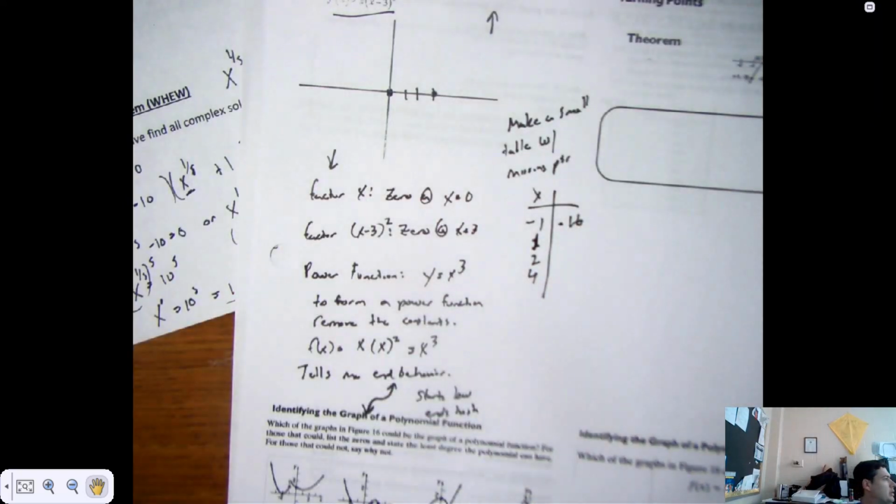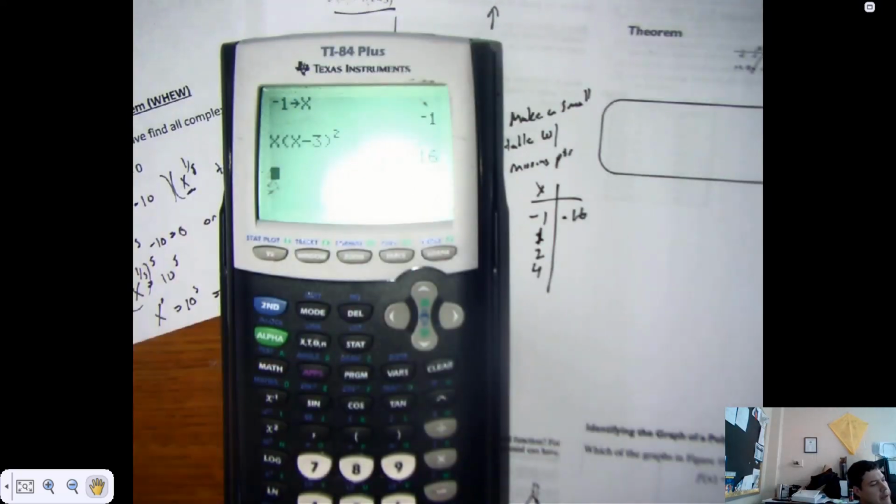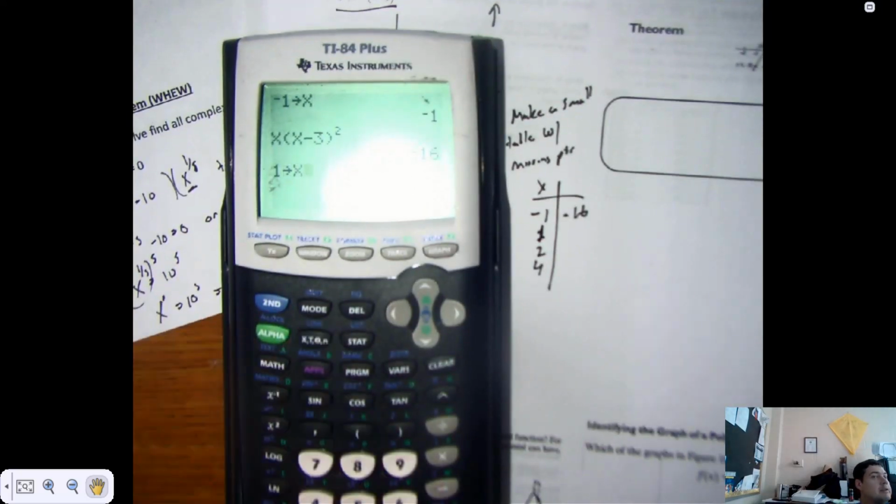Got a little bit of a glare there. And I believe she goes x times (x minus 3) squared. -16. If you were to visualize plotting that point in your head, is that expected? Start slow, right? All right, repeat. 1 STO X.